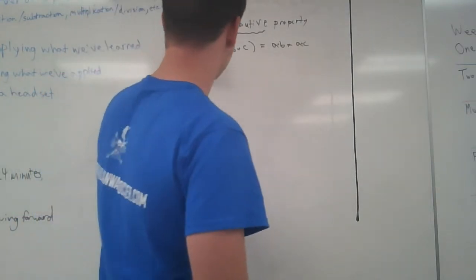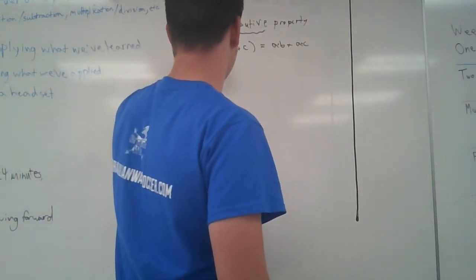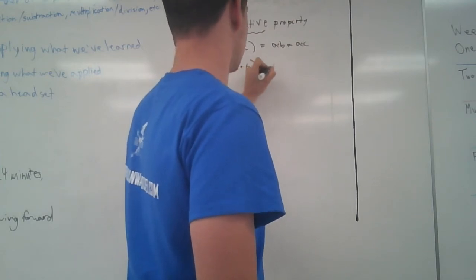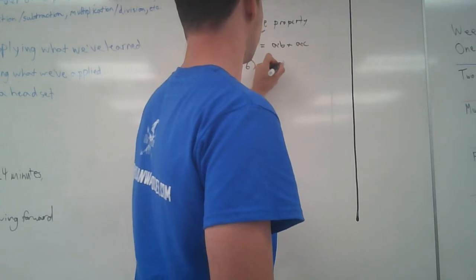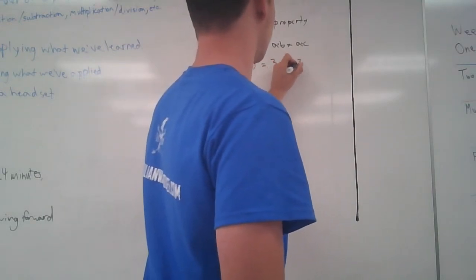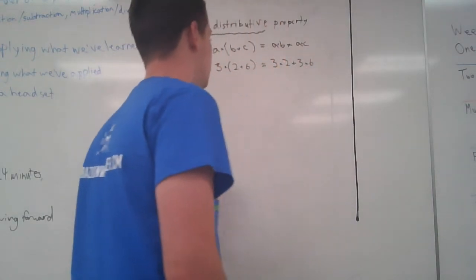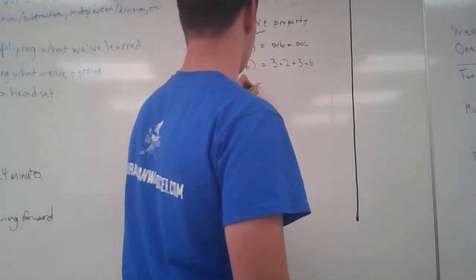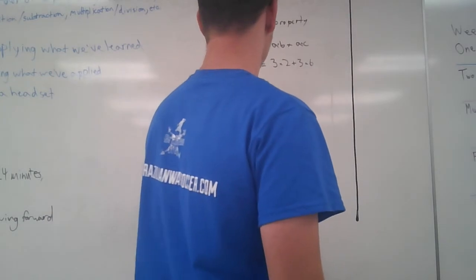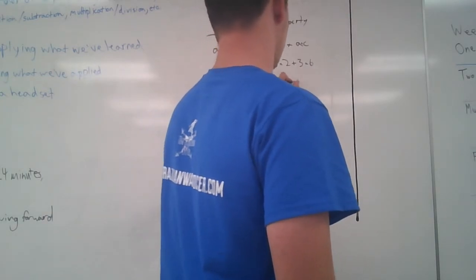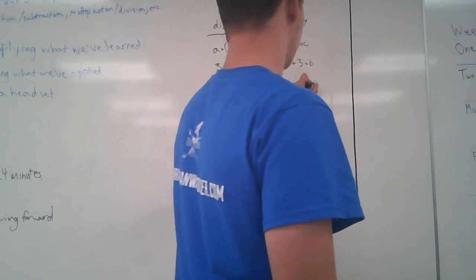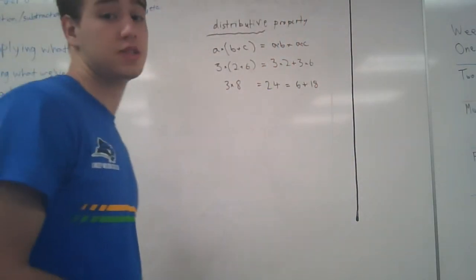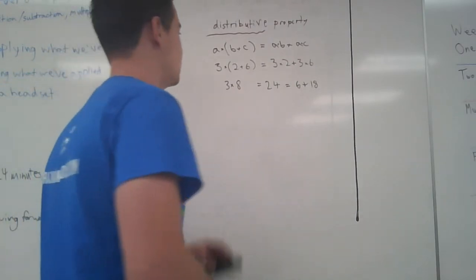And we can do an example like 3 times (2 plus 6) is equal to 3 times 2 plus 3 times 6, which is 3 times 8 equals 24, which is also equal to 6 plus 18. So that shows that the distributive property holds for addition and multiplication.